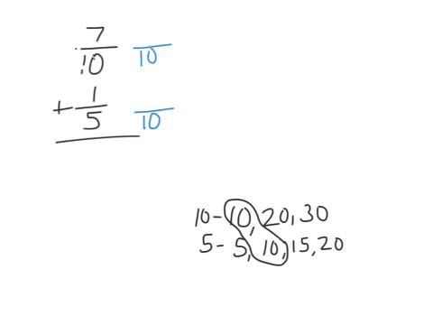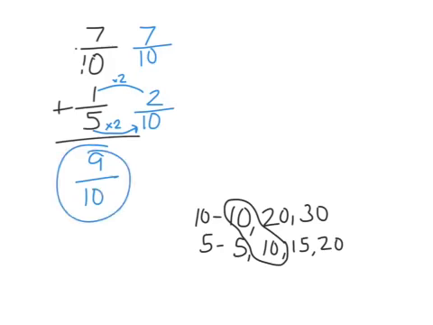Now I say, all right, what did I multiply 5 by to get to 10? I multiplied it by 2. So I multiply this by 2, and I get 2. My 10 stayed as 10, so my 7 stays a 7 because it's multiplying by 1. I add them together, and I get 9/10.